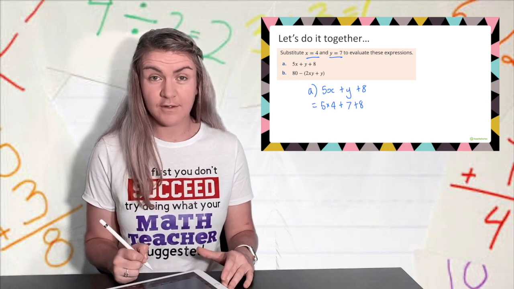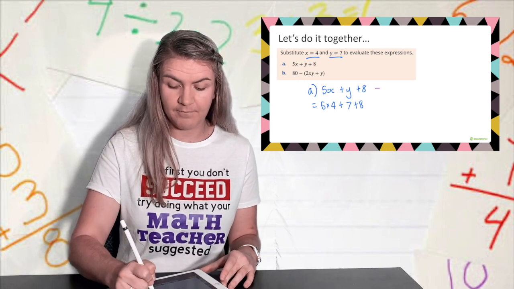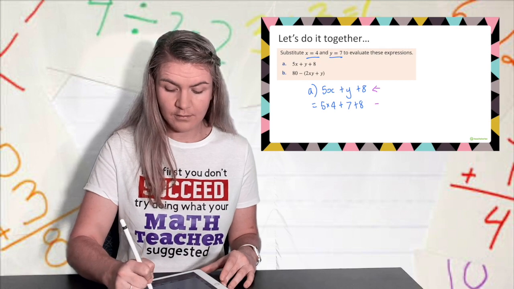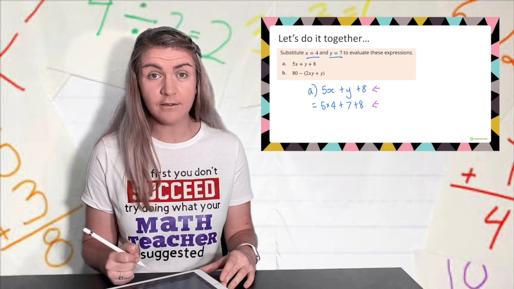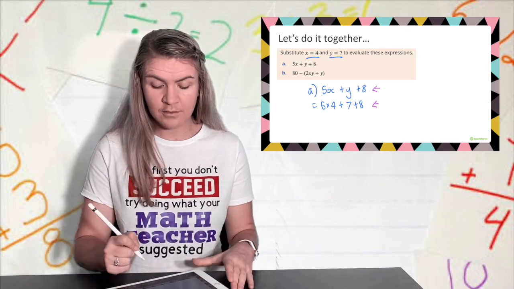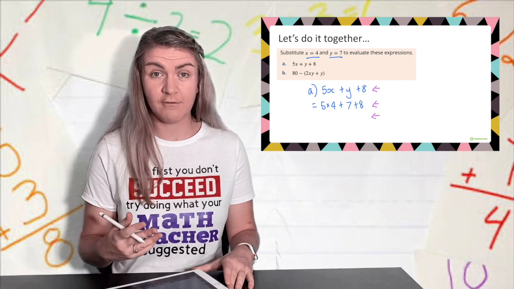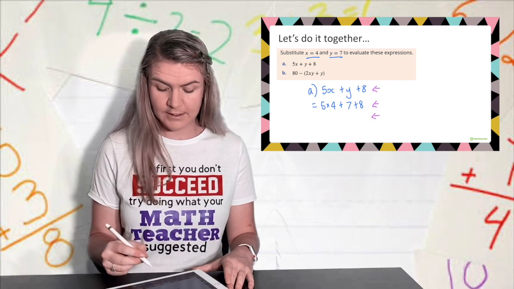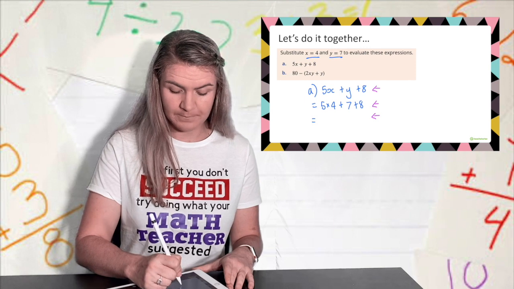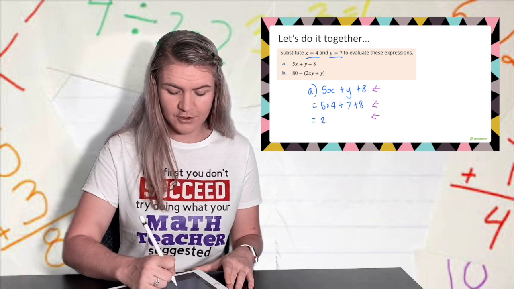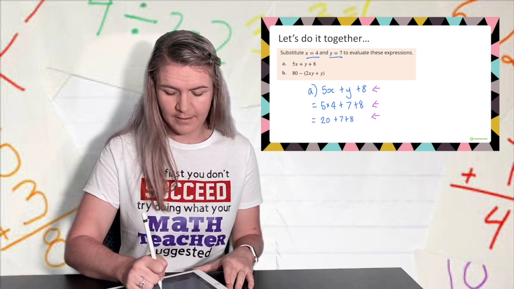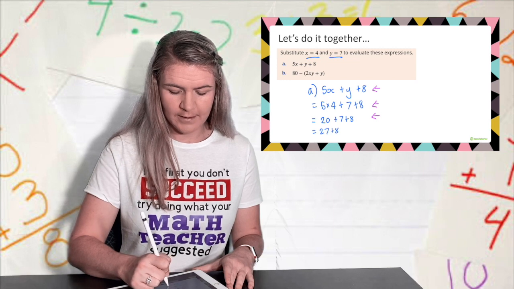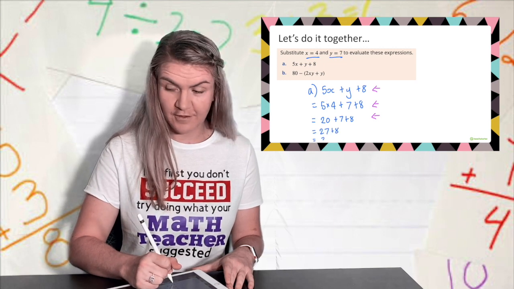Now you need to know, this is how you should show your working out every time. You write out the question, then you write out the expression again with your substitution, and then you will write out solving. There might be more lines depending on how much BODMAS you have to do. 5 times 4 is 20. Plus 7 plus 8. 27 plus 8 is 35.